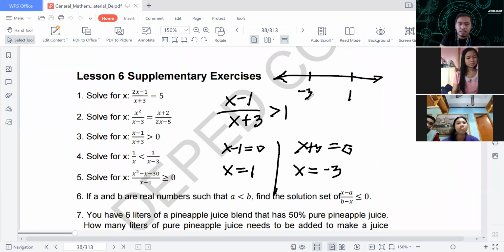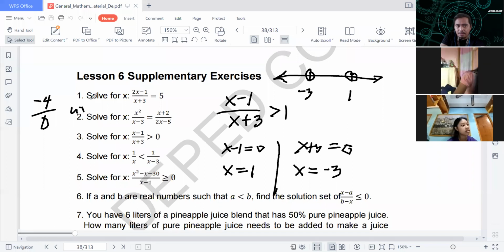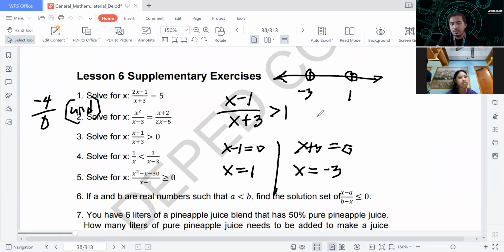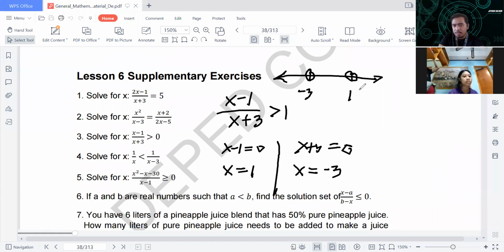Okay, the same thing if you will test -3, it can make your inequality undefined, right? Because it becomes -4 over 0. A -4 over 0 is undefined because your denominator is 0. So in this case, you just use here the hollow. It means that it is not part of your solution.